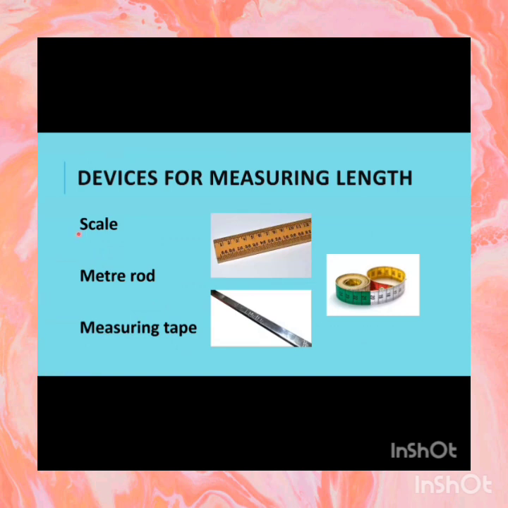Devices for measuring length. There are mainly three common devices for measuring length, that is scale, meter rod, and measuring tape. The choice of measuring device to be used depends upon the shape and size of the object to be measured. For example, it is not appropriate to use the scale from your pencil box to measure the dimension of a basketball court.